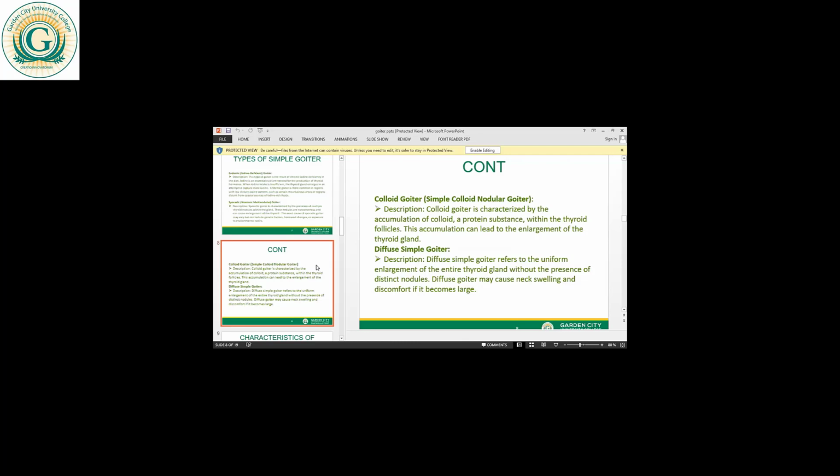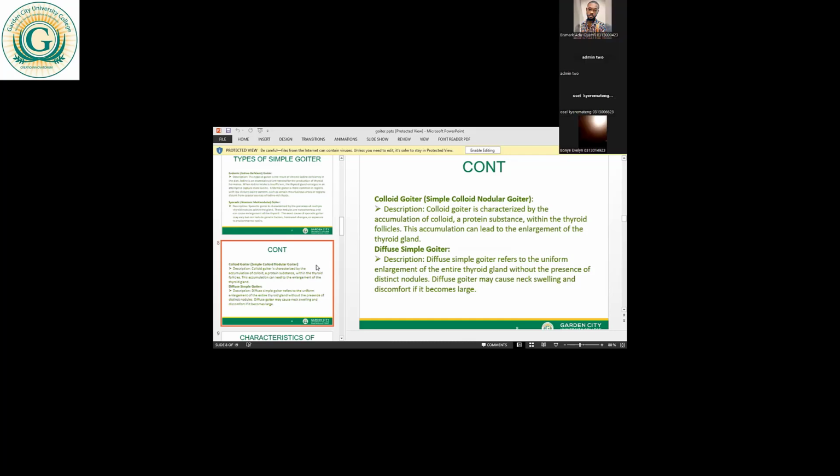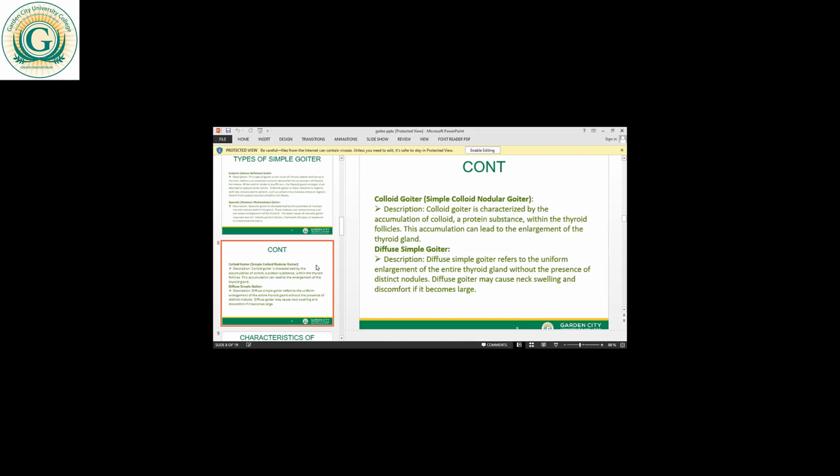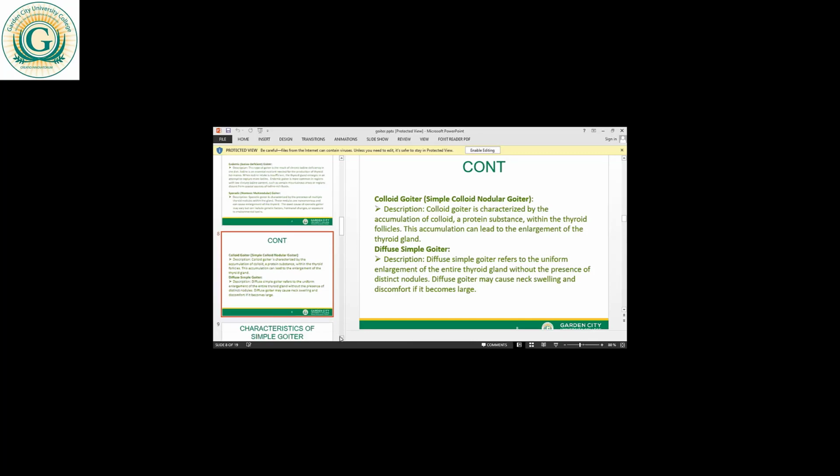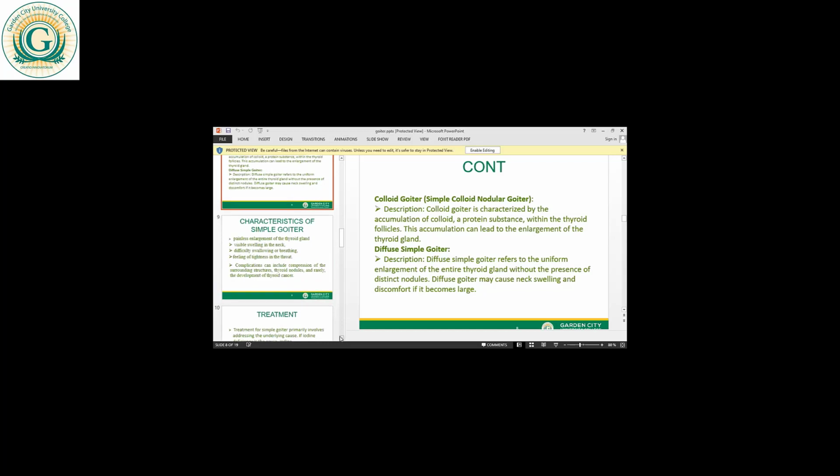Okay, so we have colloid goiter as the third type of simple goiter. Colloid goiter is characterized by the accumulation of colloid, a protein-rich substance, within the thyroid follicles. This accumulation can lead to enlargement of the thyroid gland. The last one, we have the diffuse simple goiter. Diffuse simple goiter refers to the uniform enlargement of the entire thyroid gland without the presence of distinct nodules. Diffuse goiter may cause neck swelling and discomfort if it becomes larger.